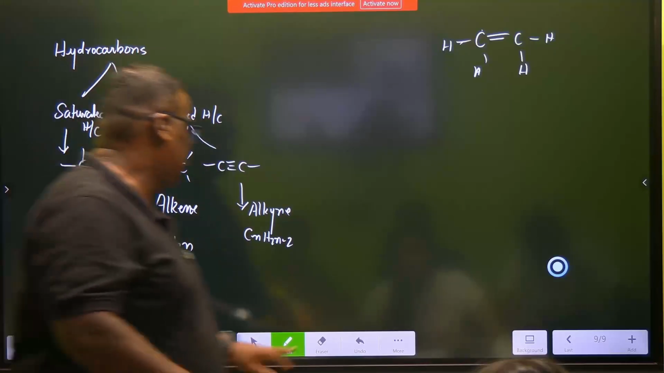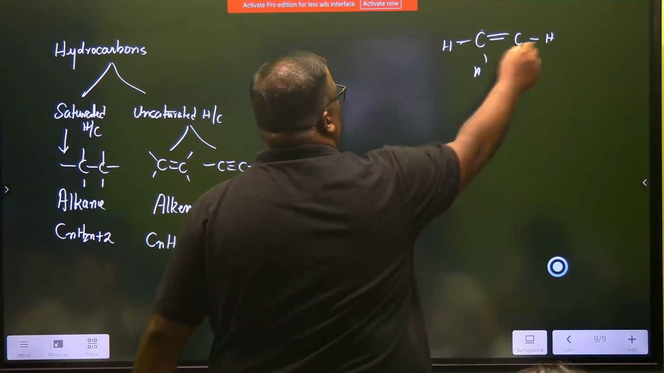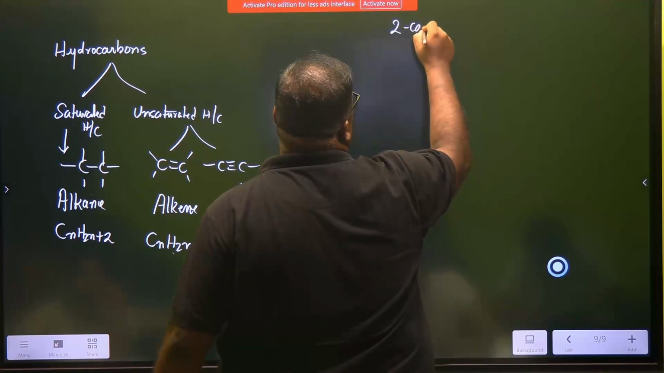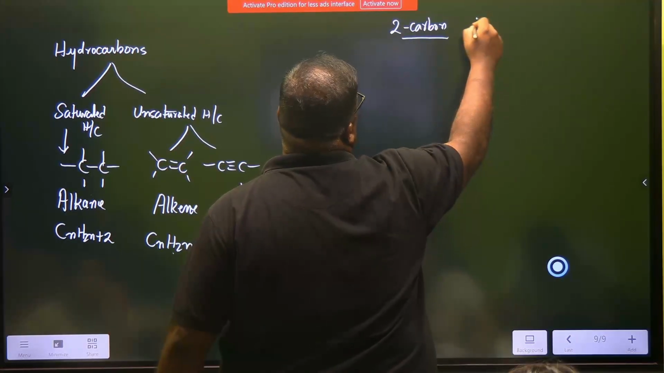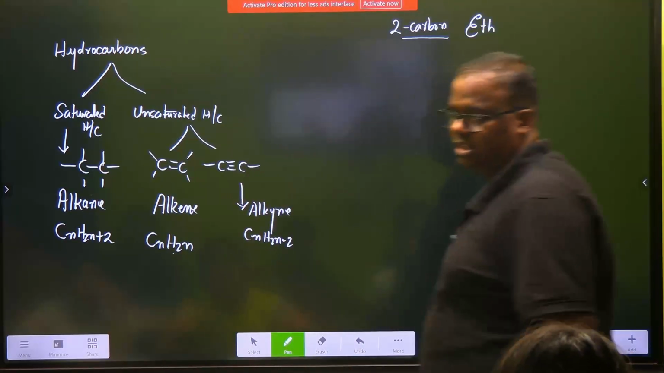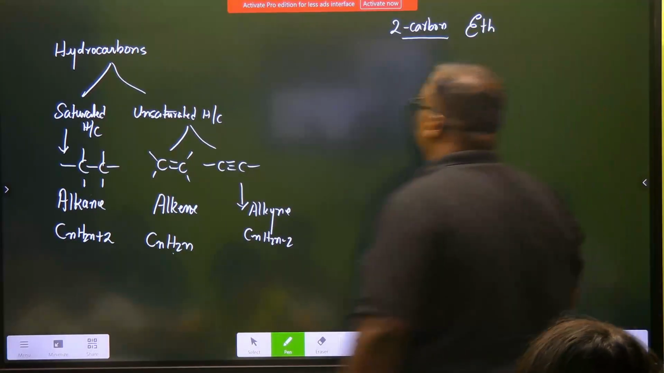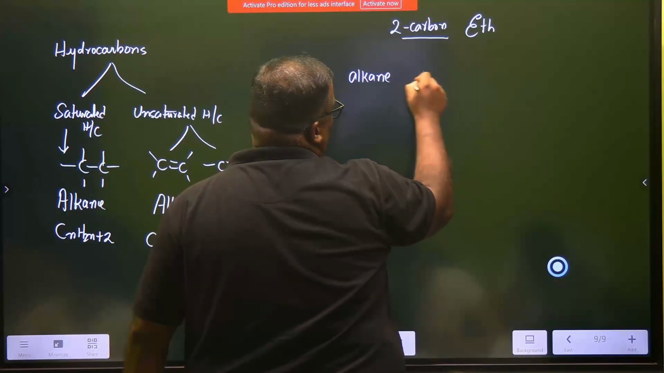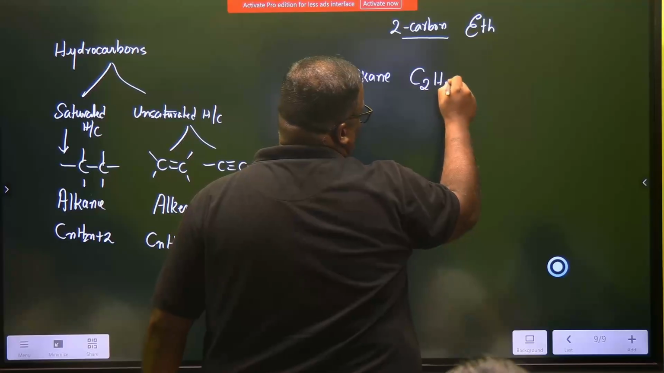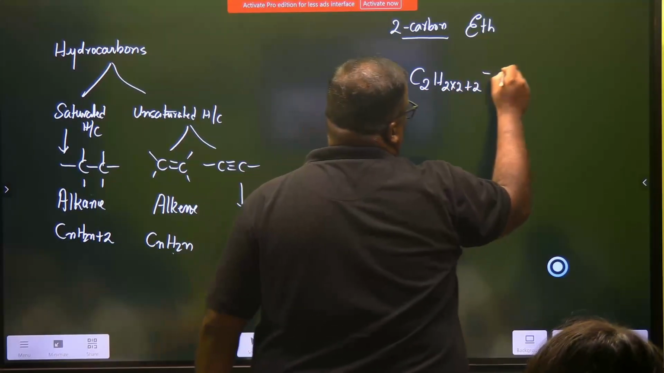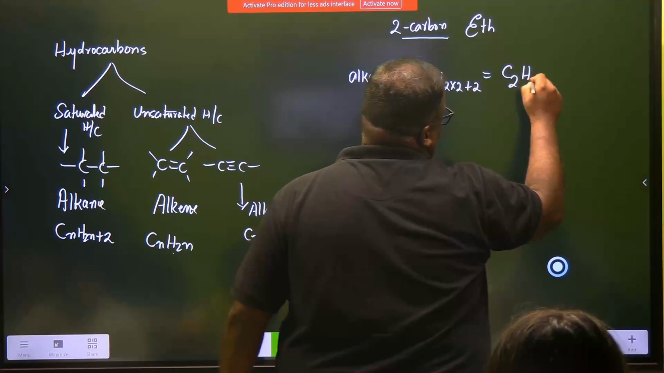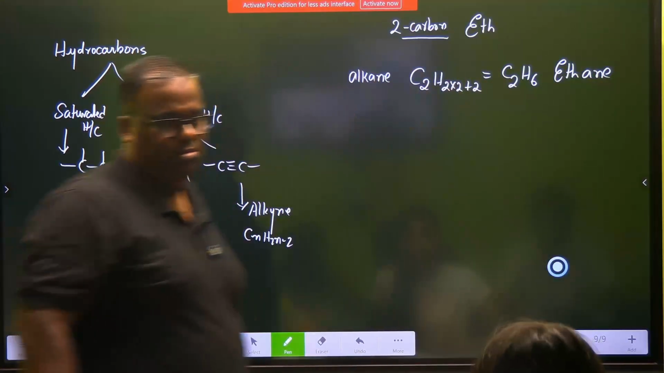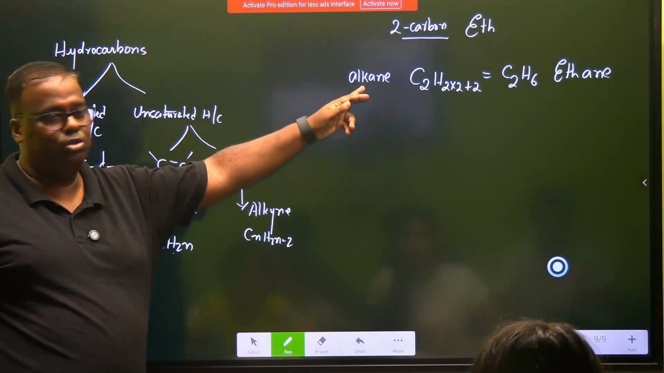Let's revisit this and see once again. We will see it with an example of the 2 carbon member. 2 carbon will always have the prefix eth. Agreed? So in 2 carbon, first we will make an alkane. What should be our general formula? C2H2 into 2 plus 2. So you should get C2H6. This is known as eth, and the name ane, ethane. Eth and ane, because they belong to the ane family.